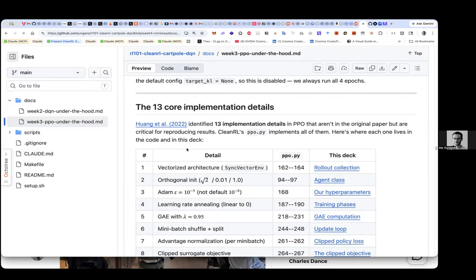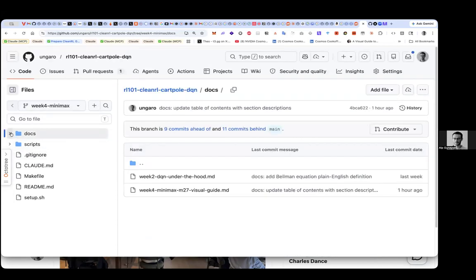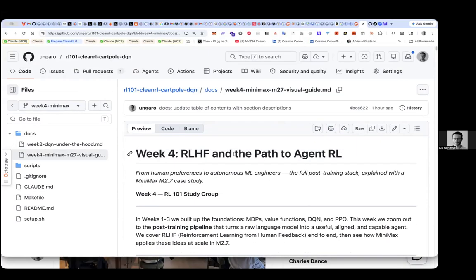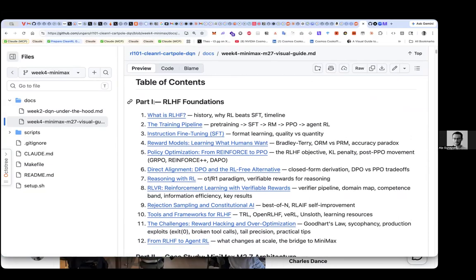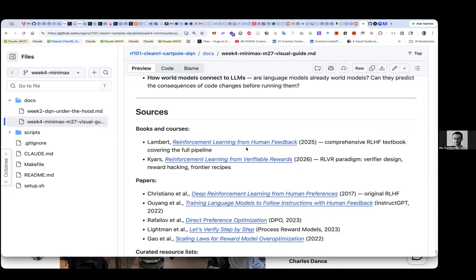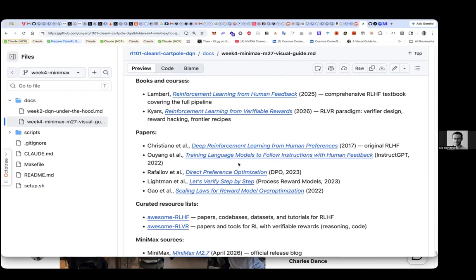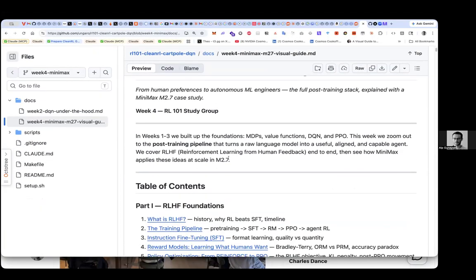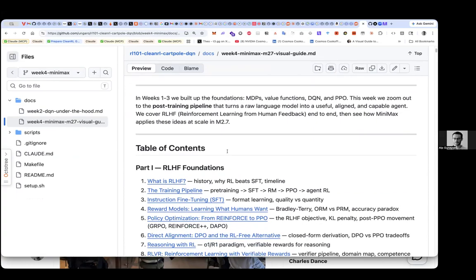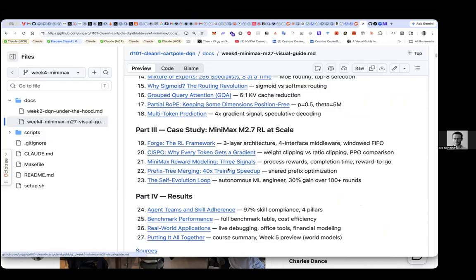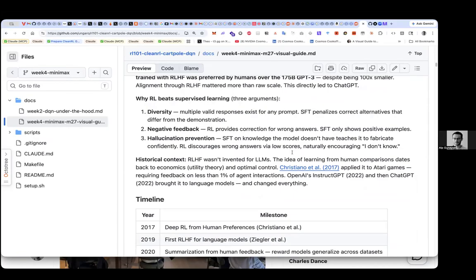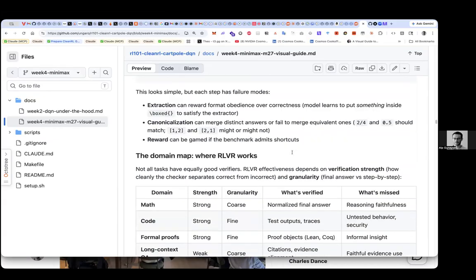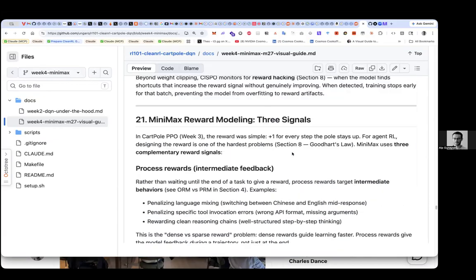And as a last thing, I also started working on RLHF, reinforcement learning from human feedback, and MiniMax 2.7. There are two resources I enjoyed: one is the RLHF book and one is the RLVR book. It goes into the RLHF foundation and then the MiniMax 2.7 architecture, scale and results. I won't go over this, just very quickly. If you are interested, you can go over this as well.